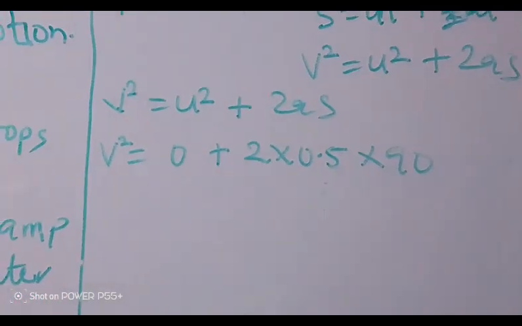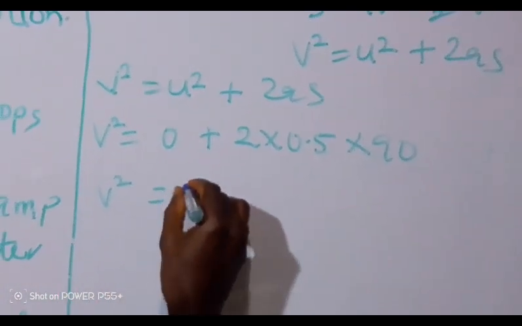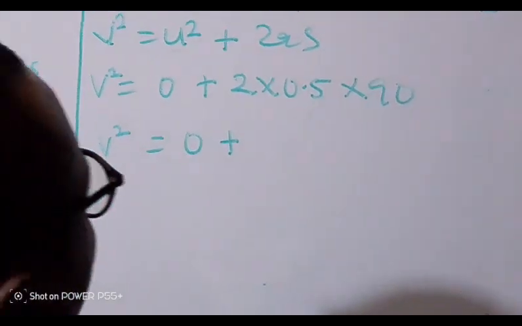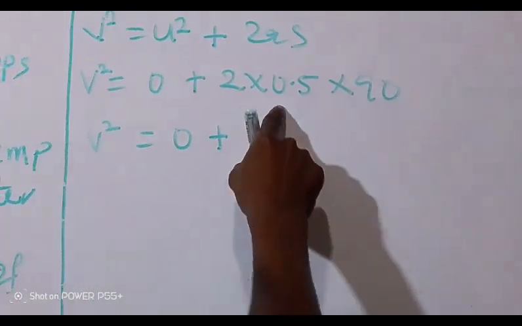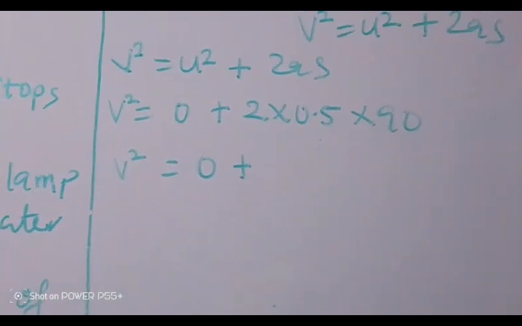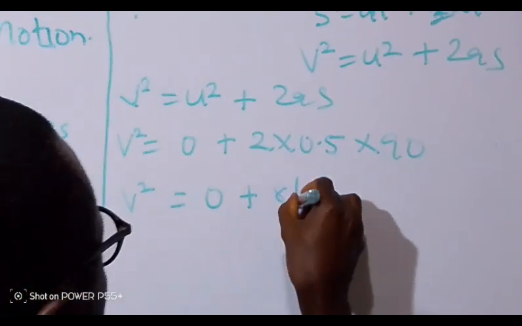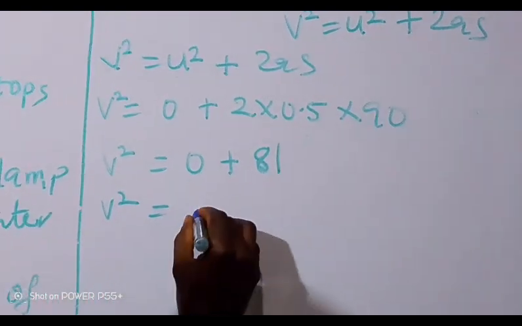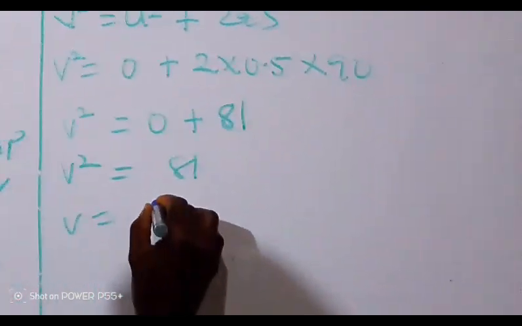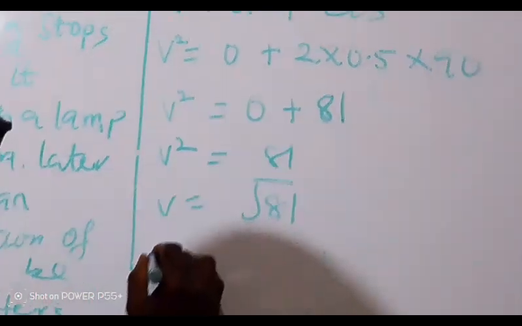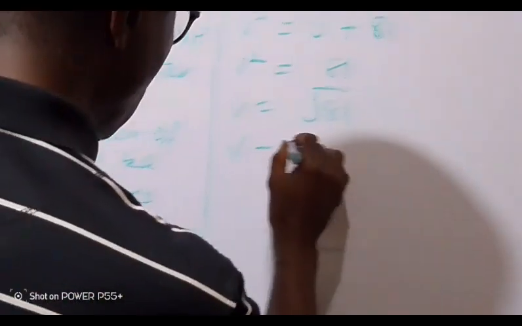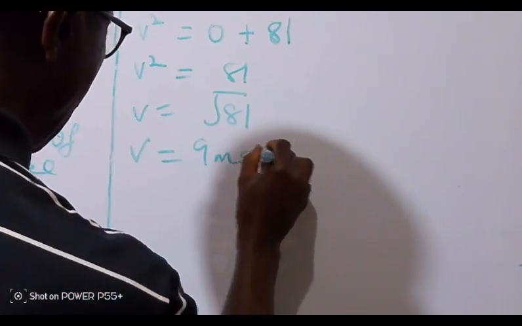So from there now, our v squared is equal to 0 plus 90 multiplied by 2, that's 180. 180 multiplied by 0.5, that is 81. So we can now say v squared is equal to 81. v now is equal to the square root of 81. Therefore, the speed of that train when its mover passed through the lamp post will be equal to 9 meters per second.